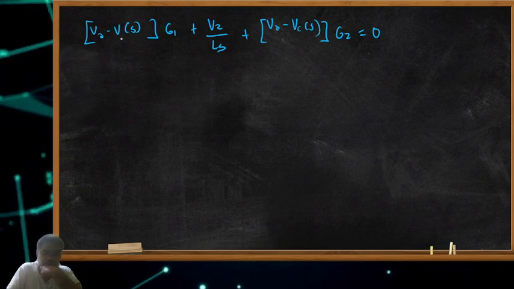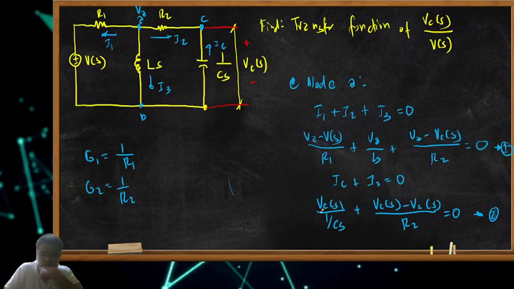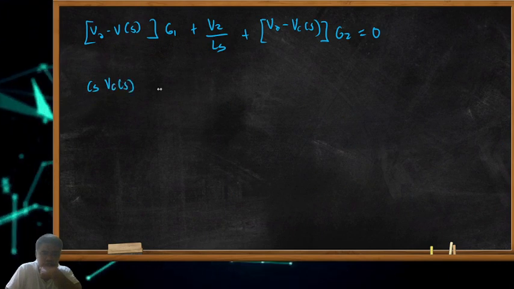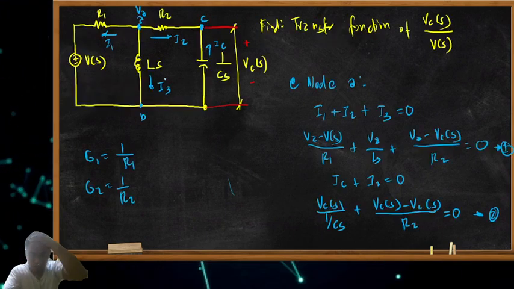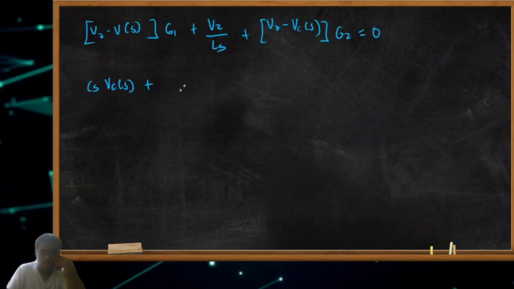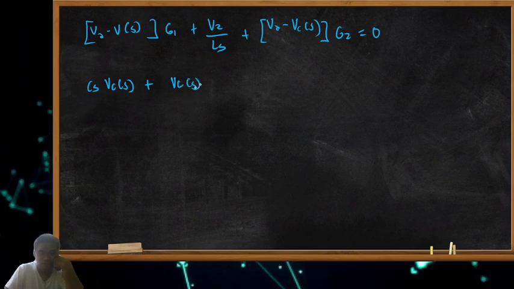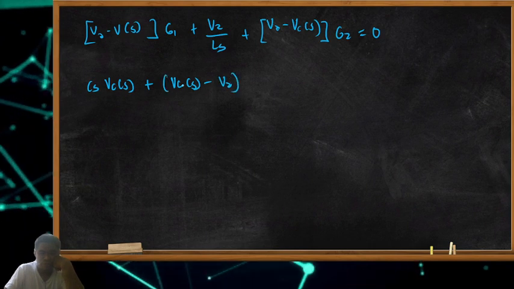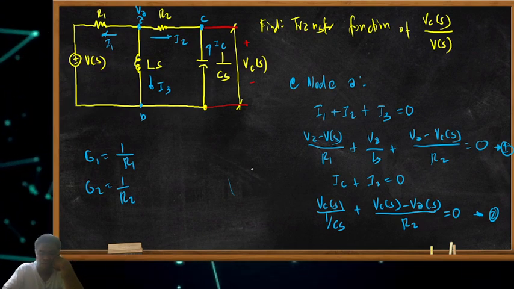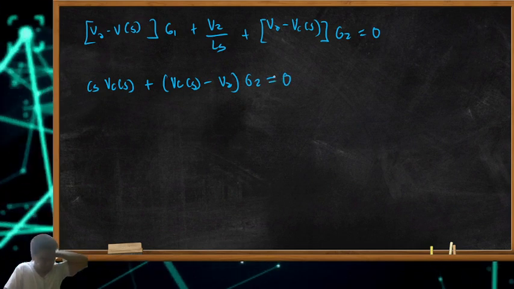Now for the other one, equation 2, this will become Cs times Vc of S plus G2 times Vc of S minus VA. My PowerPoint is somewhat going crazy. I used VL here, but this is not VL but VA. So Vc of S minus VA times G2 is equal to 0.